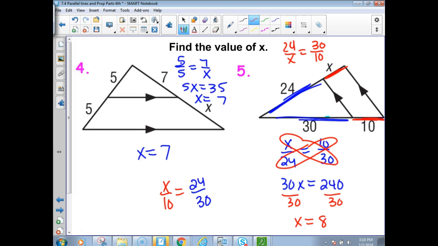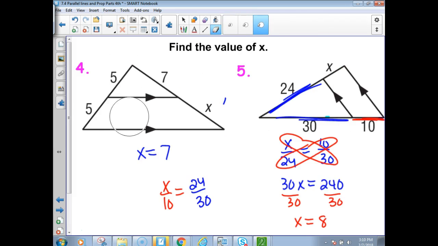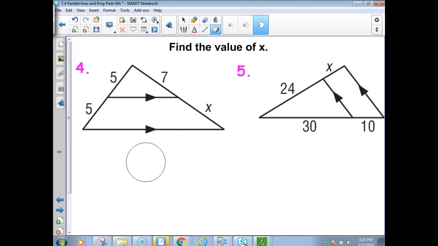All right, number 2. Oh, got to remember that I haven't erased. Let me erase a couple pages.